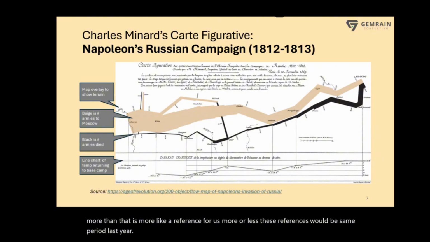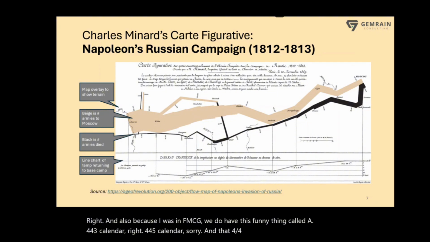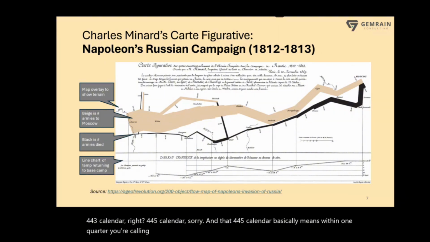And also because I was in FMCG, we do have this funny thing called a 445 calendar, right? And the 445 calendar basically means within 1 quarter, you are calling it month 1, month 2, month 3 instead of Jan, Feb, March. And you have got 4 weeks, 4 weeks, 5 weeks of each quarter. And that is your 445.